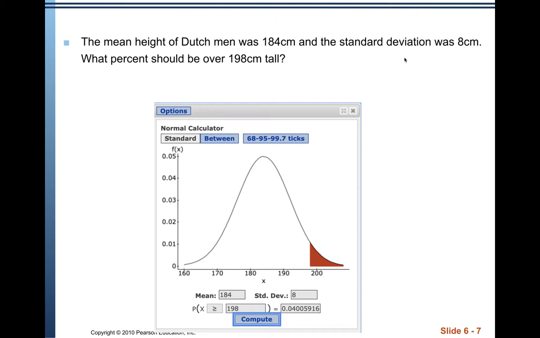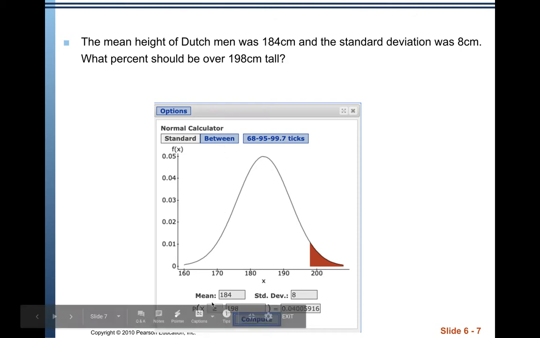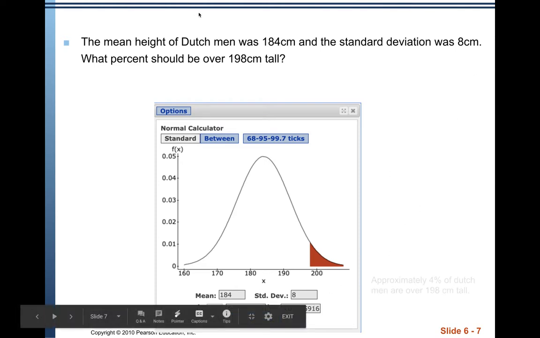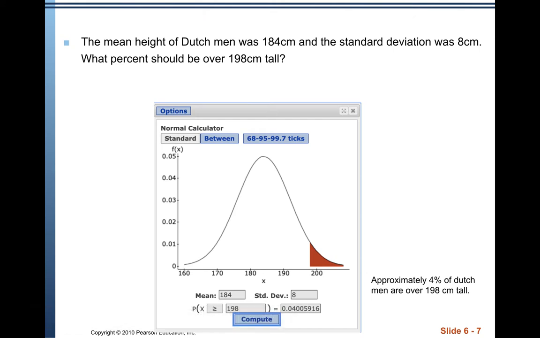Notice that in that drop-down menu, I chose greater than instead of less than because we are asking what percent should be over 198 centimeters tall. So I typed in 198 and I got that answer down here. That comes out to approximately 4%. 0.04 is 4%. So approximately 4% of Dutchmen are over 198 centimeters tall, based on this calculator.